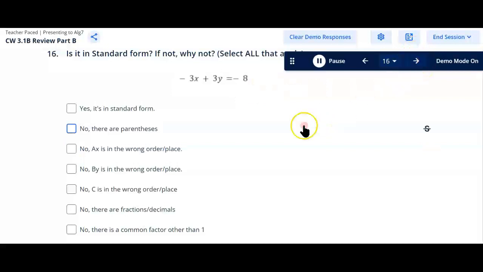Number 16. Is it in standard form? If not, why not? So go in order. What is the first one? That is the problem that we would need to fix. Okay, looks like everyone's got this. Actually, waiting on one person.